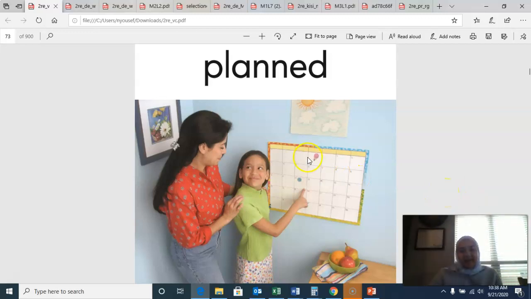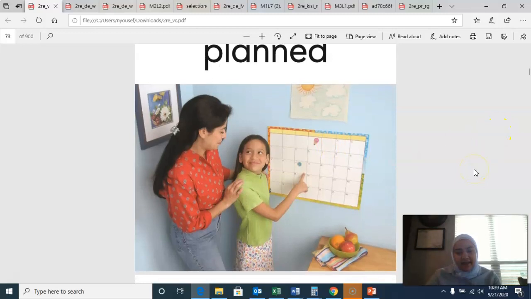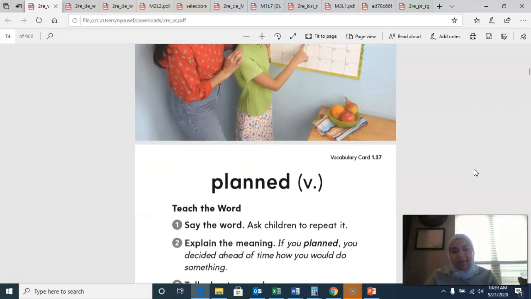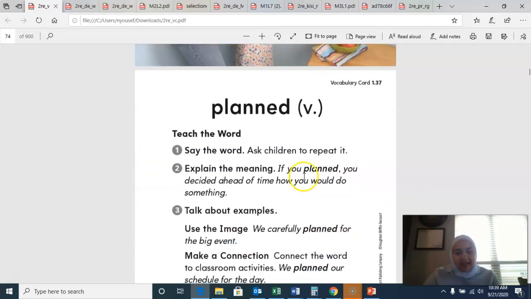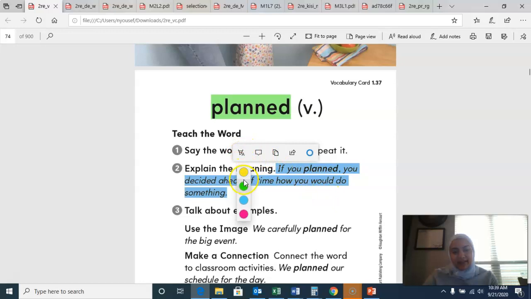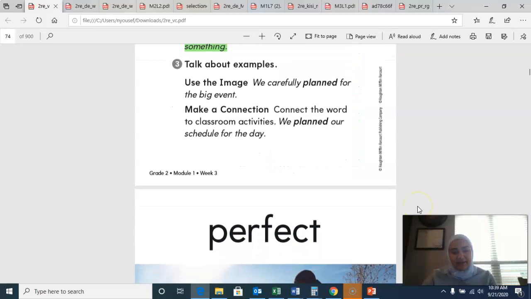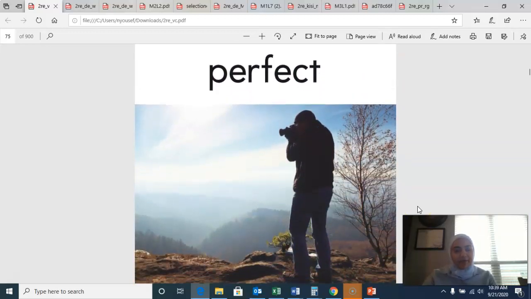Planned. Here they have a calendar and the little girl's pointing to a day and her mom is encouraging her. And it looks like they've planned something on that day, right? So if you planned, you decide ahead of time how you would do something. So to plan is to decide ahead of time how you're going to do something. So write the word planned and go ahead and write the definition next to it. If you planned, you decided ahead of time how you would do something. Okay. We carefully planned for a big event. That's what her and her mom are doing.